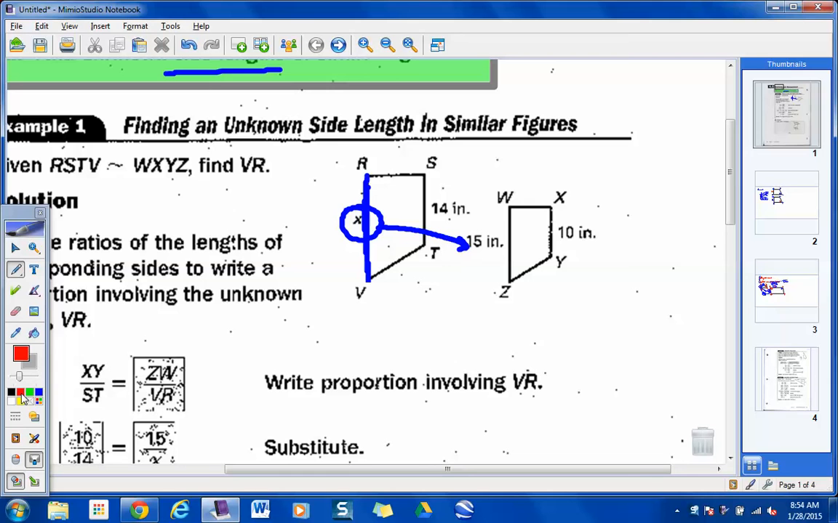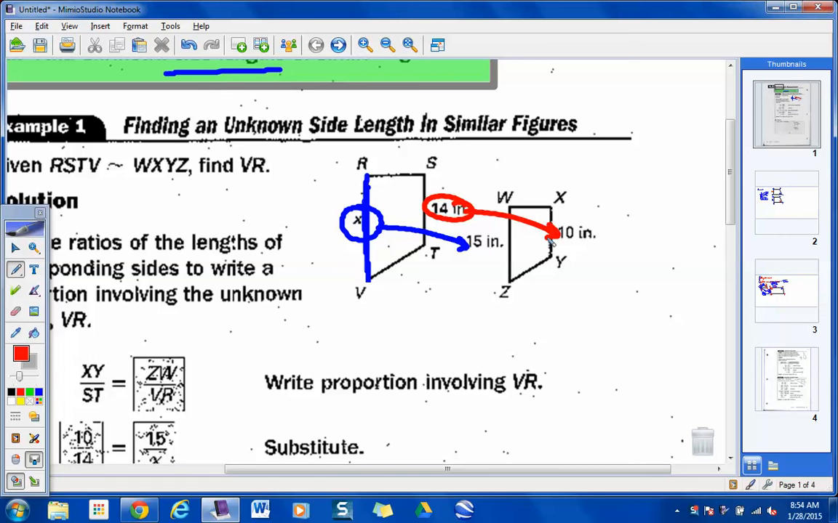Are there other side lengths, one in the bigger figure, one in the smaller figure, that you know the lengths of that correspond to each other? Well, what's the only other length that you know over here? 14. What's this 14 correspond to over here? Listen to what I say. Do you guys agree that to find a distance VR, they labeled it X right here? We don't know what that distance is, right? It's unknown. But what I would do is I would say this distance X is to 15 as the 14 would be to 10.